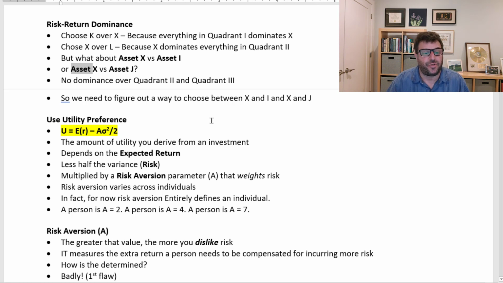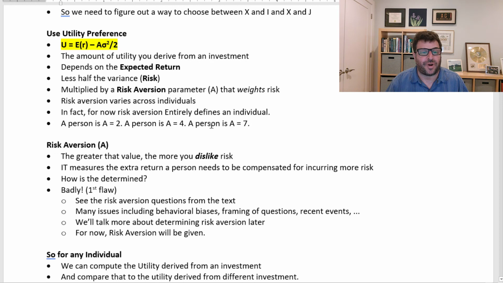And so what we're going to do is introduce utility and utility preference. We are going to define some benefit that investors receive from investing in different assets as a function of expected return, the risk of that asset, and some risk aversion parameter.